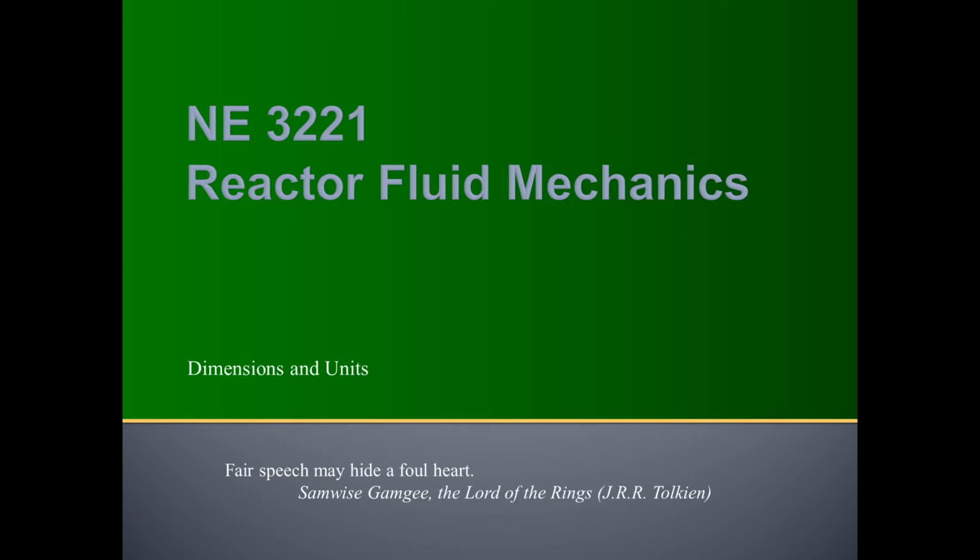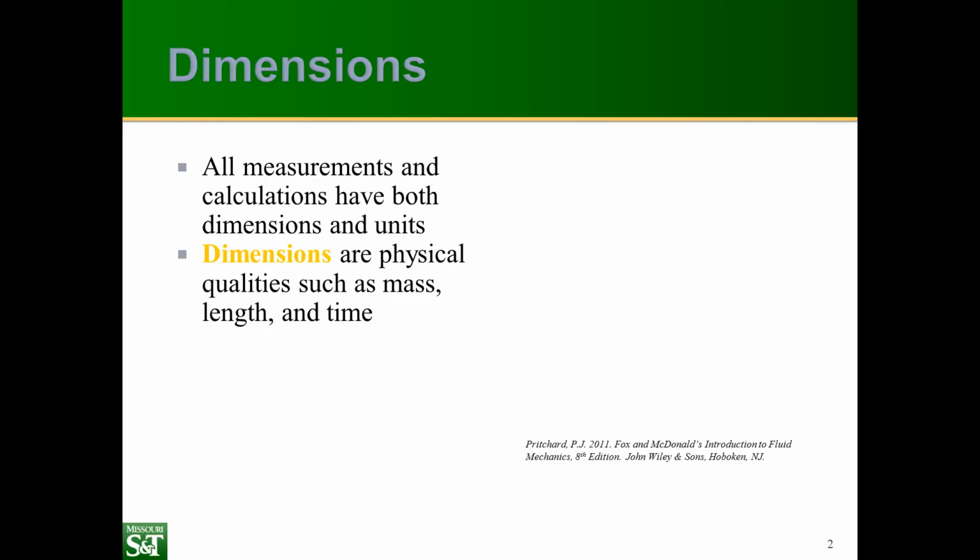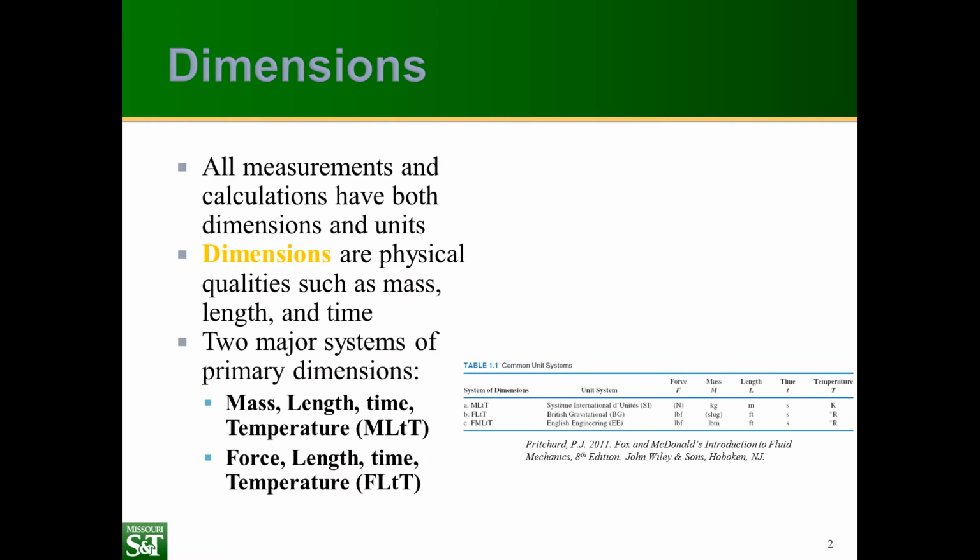We're going to very briefly go into the idea of dimensions and units. And dimensions and units are very important in engineering because it's how we describe quantities. Quantities like properties, density, length, time. We use units to describe these. So, first of all, measurements and calculations have both dimensions and units. They're both there. Dimensions are the physical qualities like mass, length, time, and temperature.